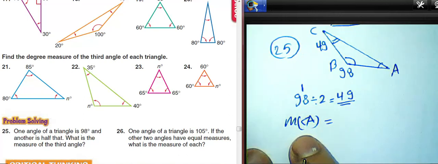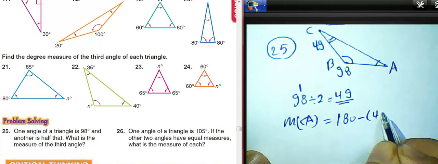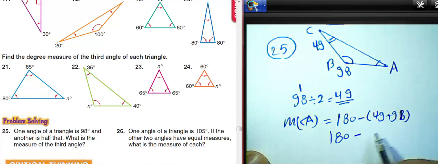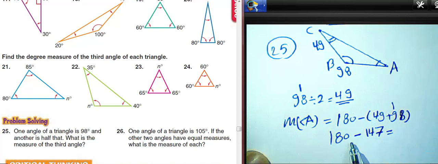The measure of angle A equals 180 minus the sum of the two angles, 49 plus 98. 9 plus 8 equals 17. 4 plus 9 plus the carried 1 equals 14. So the sum is 147. Now 180 minus 147: 0 minus 7 we can't do, so we borrow 1 from 8, making it 7. 10 minus 7 equals 3, 7 minus 4 equals 3. So the measure of the third angle is 33 degrees.